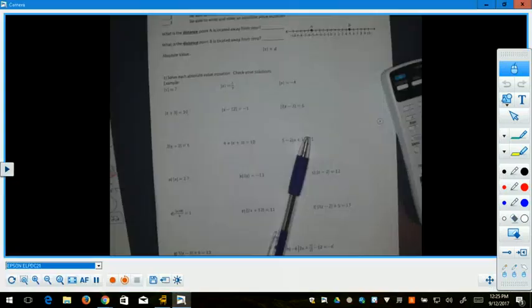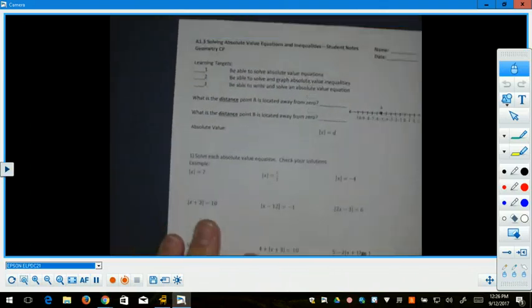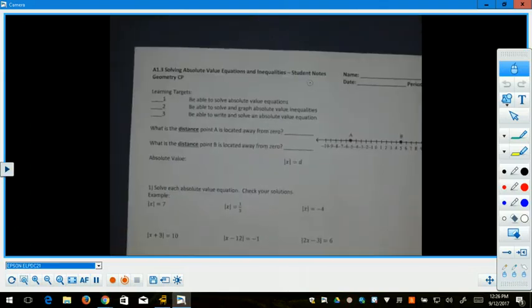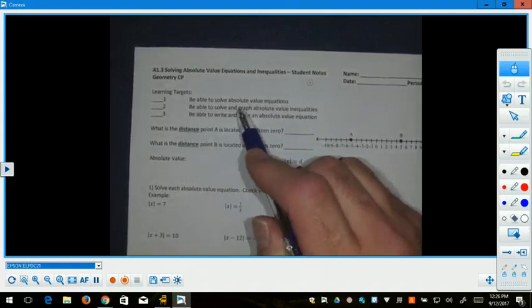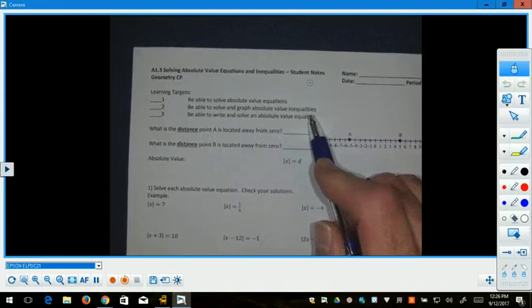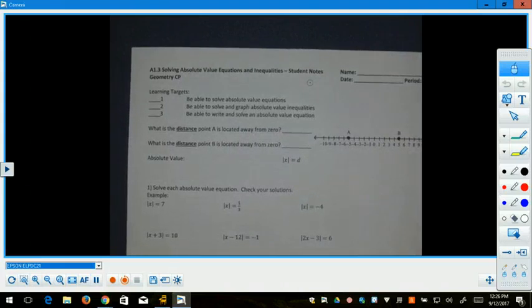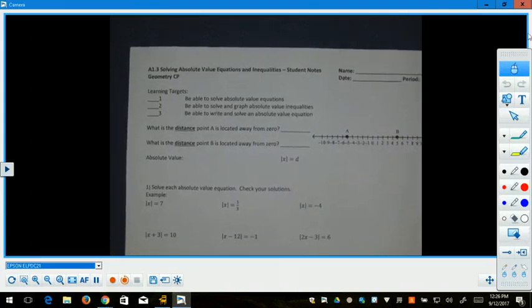All right, this is lesson 1.3, and it's not really from the book from 1.3 though. And we're going to be looking at the following learning targets. Being able to solve absolute value equations, being able to solve and graph absolute value inequalities, so it'll still build on the skills that we worked on the other days, and being able to write and solve an absolute value equation.